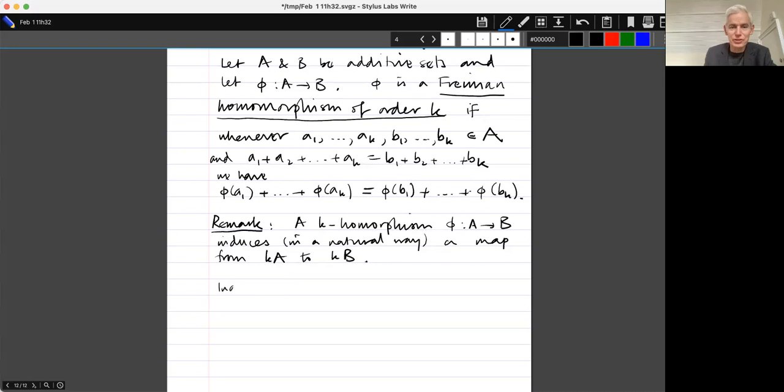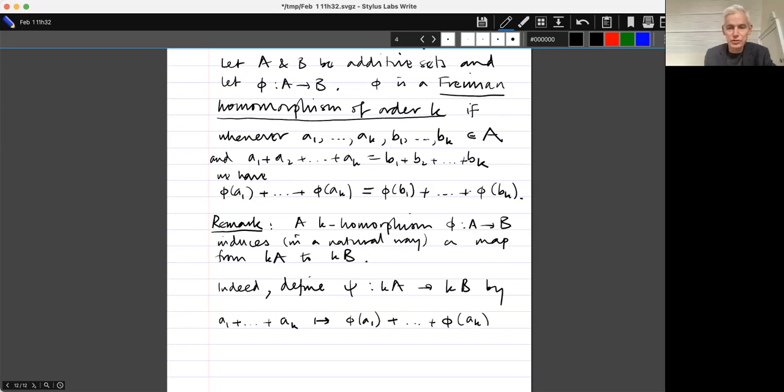So indeed, define psi from kA to kB by a1 plus up to ak maps to the only thing you can write down, really, phi(a1) plus all the way up to phi(ak). Now, there's a danger that this is not well defined, because a1 plus dot dot dot plus ak could equal b1 plus up to bk, and then I'd have to say that this thing equals phi(b1) plus up to phi(bk). But that's precisely what I'm guaranteed when I know that phi is a Freiman homomorphism of order k. So let's just say this is well defined by the definition of a k-homomorphism.